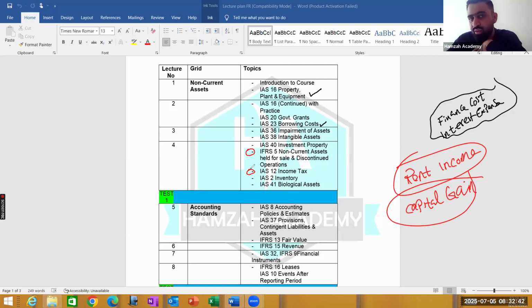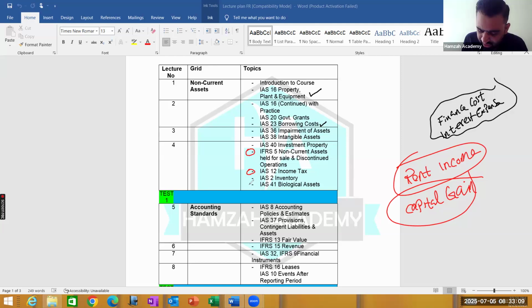Then we have inventory. For that purpose, we have IAS 2. Now, people all know what inventory is. Inventory is the raw material held for manufacturing purposes. Inventory is the work in progress. Inventory is the finished goods held for sale in the ordinary course of business. Such items are known as inventory, and for inventory we have IAS 2.